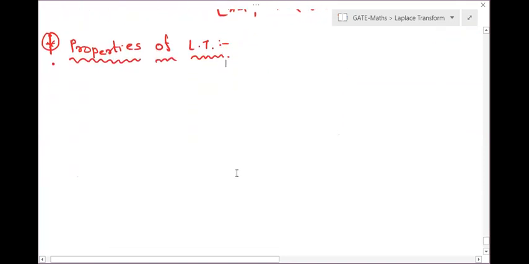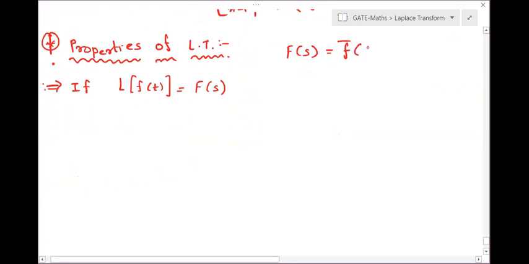Now, suppose it is given to you that Laplace of f of t is capital F of s. Sometimes in a question this capital F of s can be given as f bar of s; this is also one of the symbols. And small n is any positive integer, n belongs to Z plus, that is, a natural number only. Then your first property.